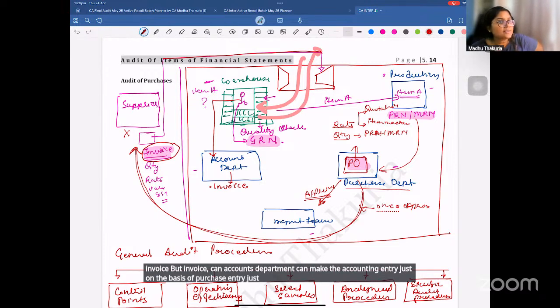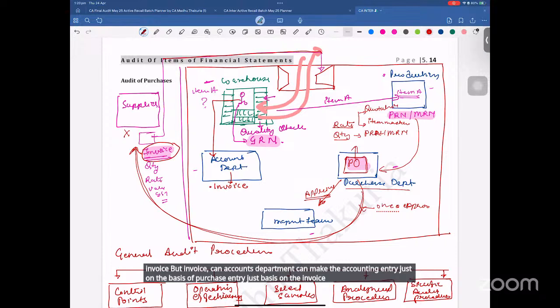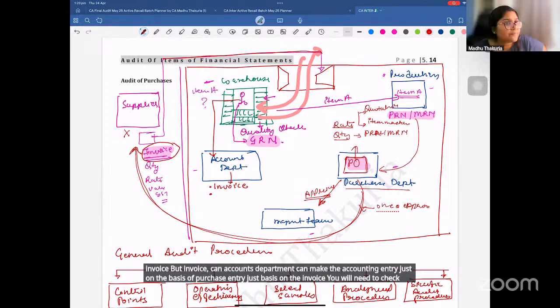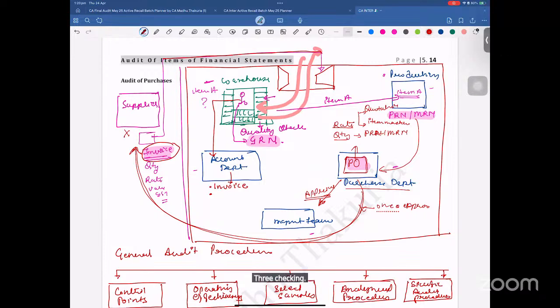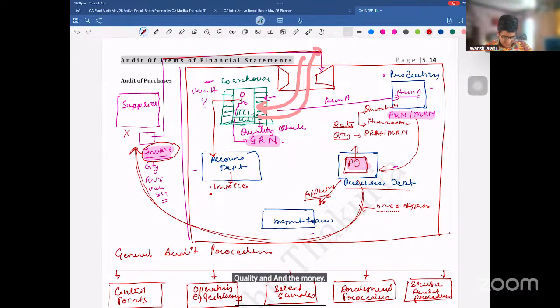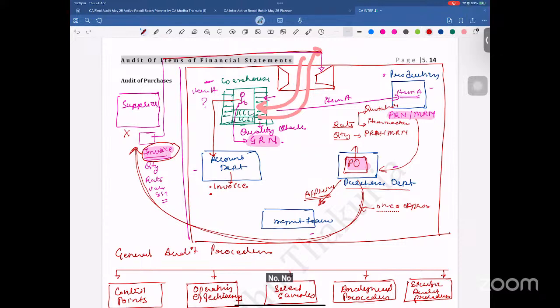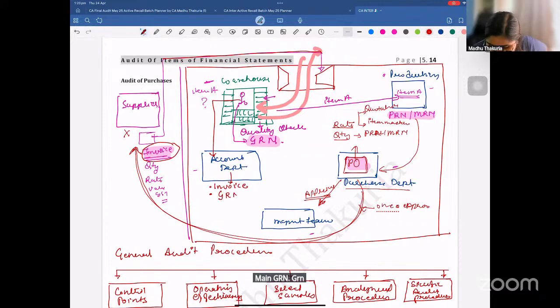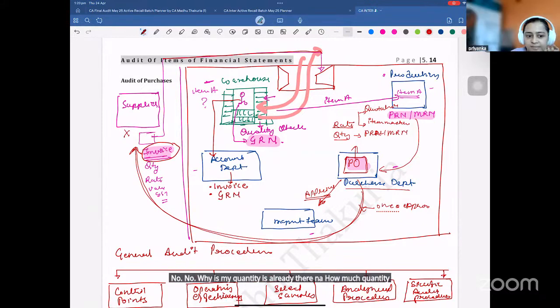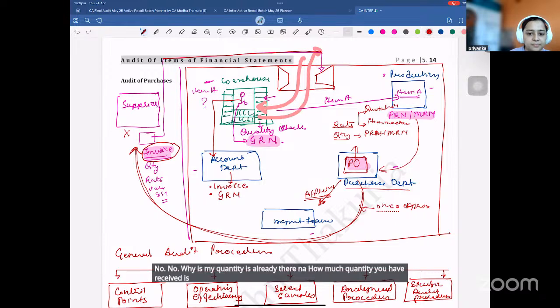No. Checking. We will need to check the quantity with the GRN. Verify the quantity in the invoice with the GRN. The invoice quantity is already there, but the GRN shows how much quantity you have received, and that is what you are going to make the payment for.